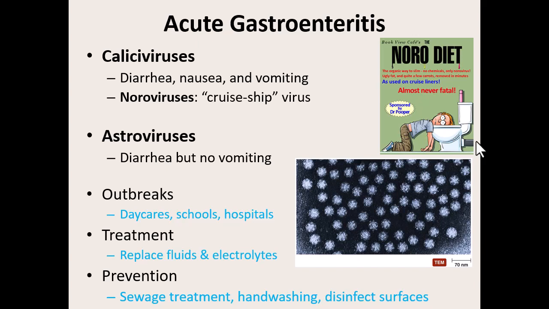There are lots of strains of caliciviruses and astroviruses. So it's not just one calicivirus. There's not just one astrovirus. It's its own little group, and there's lots of strains of them. One of the more commonly known strains of caliciviruses are the norovirus strains. They're nicknamed the cruise ship virus, but they also hit a lot of daycares, a lot of nursing homes, a lot of medical facilities.